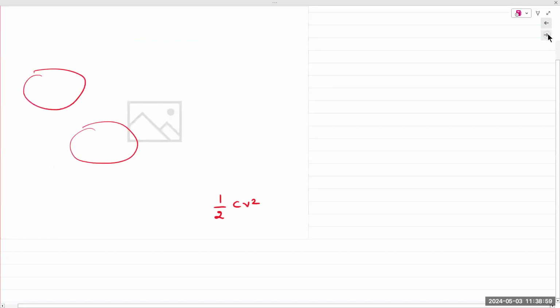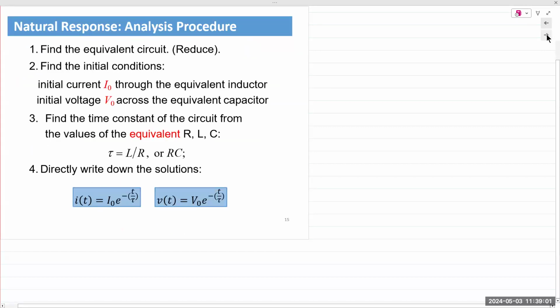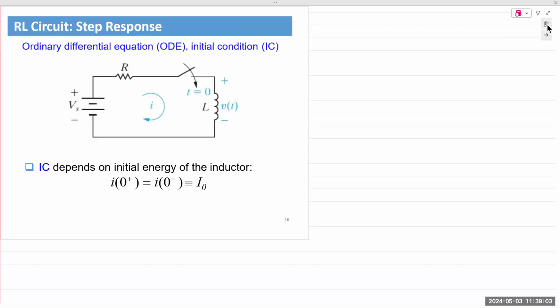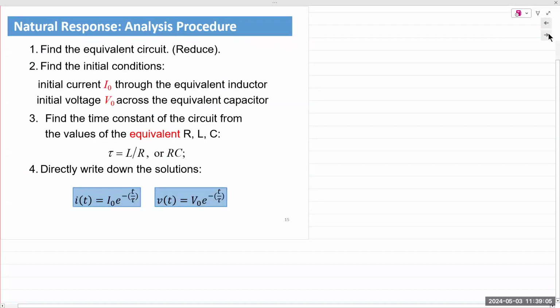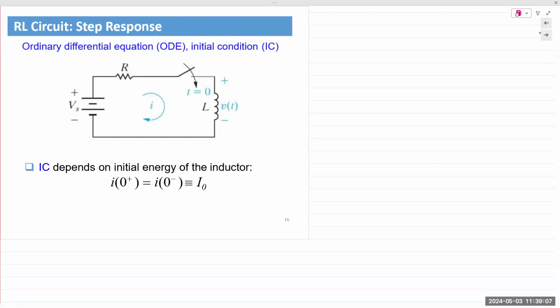Okay, then let's look at the step response. Don't worry about the summary slide. We'll summarize this again at the end. Step response for RL and then step response for RC. Simple circuit, you have a source. That source is connected to the inductor or to the capacitor.